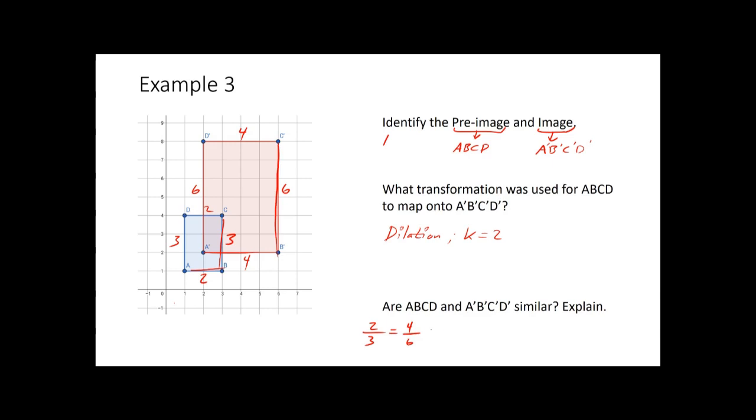So yes, these are proportional because they're equal to each other. Their proportions are equal to one another. So 2 over 3 is 2 over 3. They're both 2 over 3s. So yes, A, B, C, D would be similar to A prime, B prime, C prime, and D prime, because they're proportional. So that's something to note.